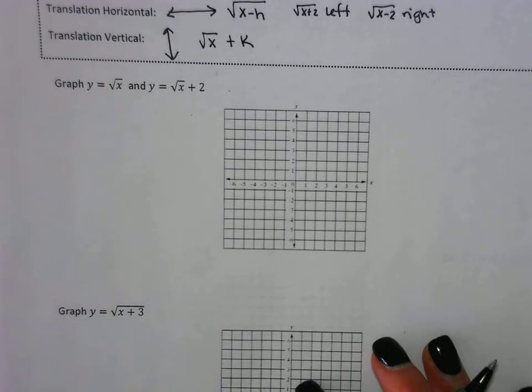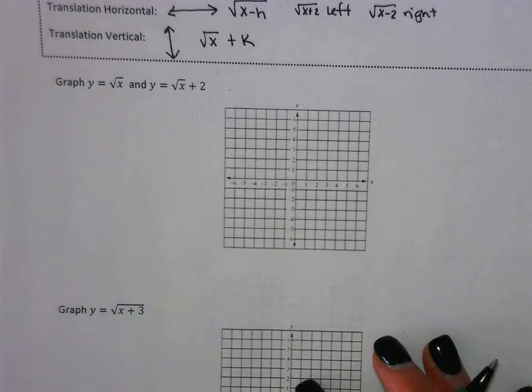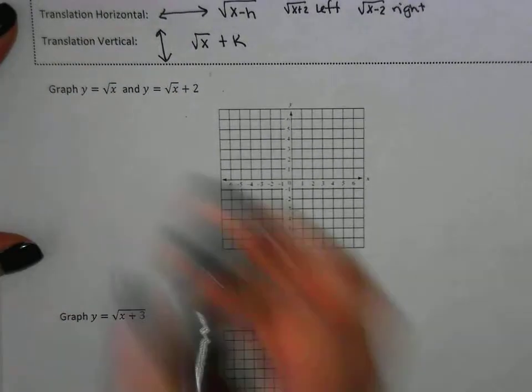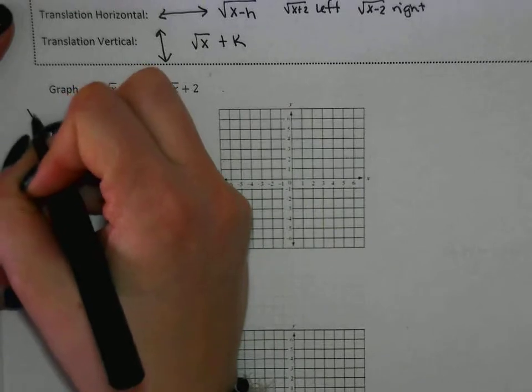A vertical translation, meaning up and down, is when we have the square root of x plus k. So let's take a look at our first example. We want to graph y equals the square root of x, which is the parent function, and y equals the square root of x plus 2. So let's start with our parent function.